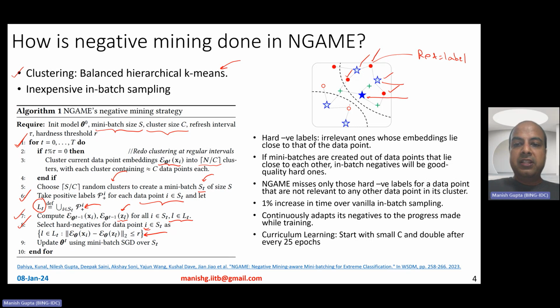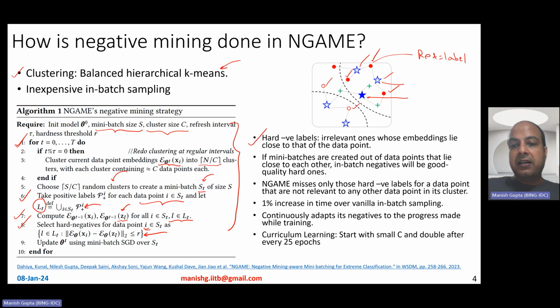Of course, these unfilled red circles are also hard negatives, but NGAME misses them because they're in a different cluster. Remember, you're going to sample hard negatives only from the same cluster. So hard negatives are those labels which are positive for other data points in the same cluster. It is as simple as that.